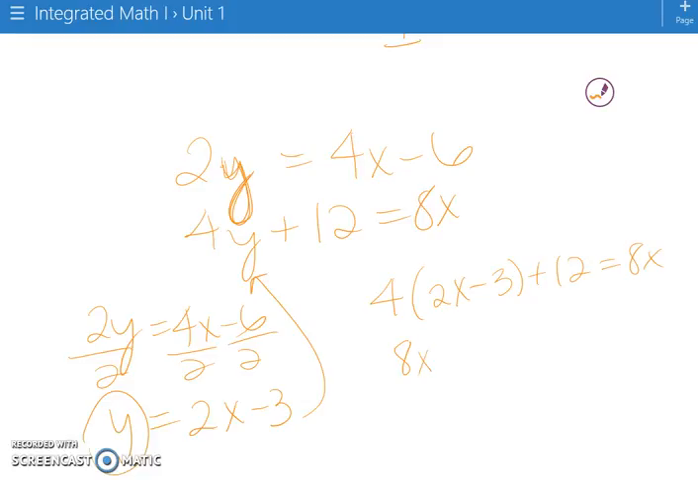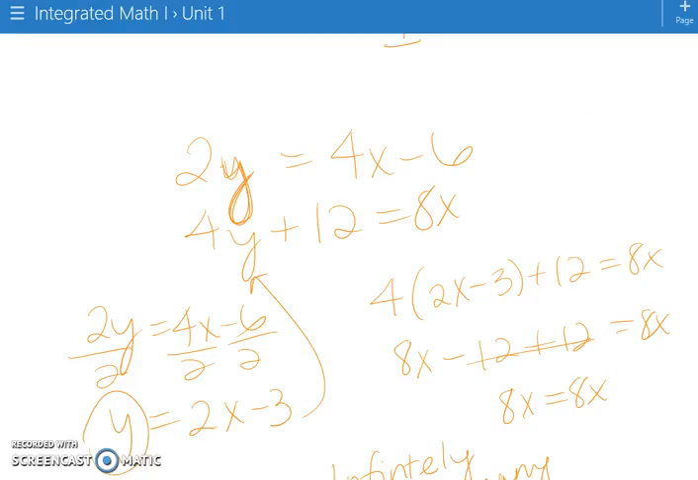So 8x minus 12 plus 12 equals 8x. Negative 12 plus 12 is 0, so I get 8x equaling 8x. See how I have the same thing on both sides? This lets me know that this system has infinitely many solutions.